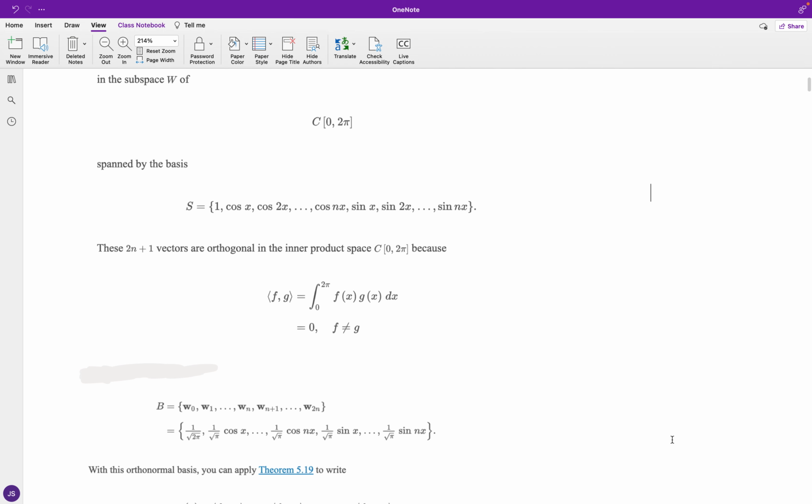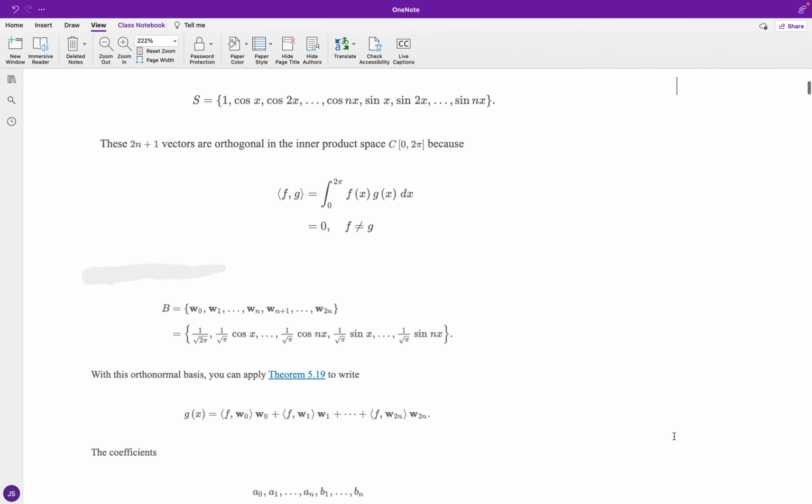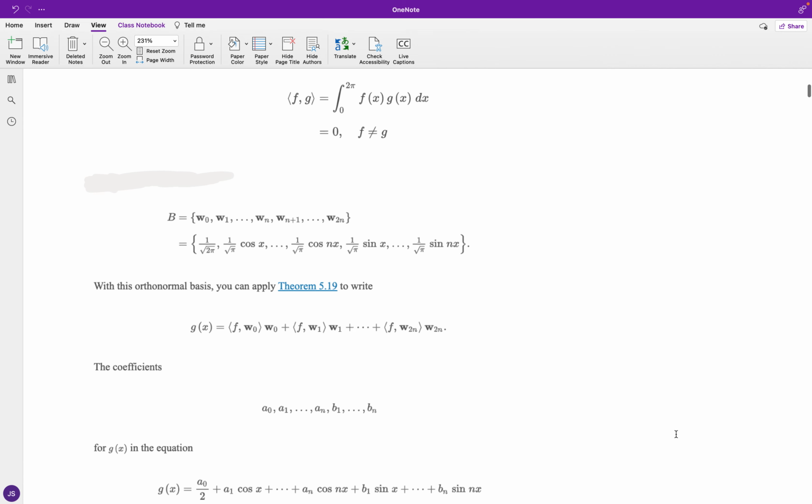And let's say that for an orthonormal basis, you have B equal to {w_0, w_1, all the way out to w_n, followed by w_(n+1) all the way out to w_2n}, and we have 1 over the square root of 2π, 1 over the square root of π cos(x), all the way out to 1 over the square root of π cos(nx). And then the other portion, we have 1 over the square root of π sin(x), up to 1 over the square root of π sin(nx).